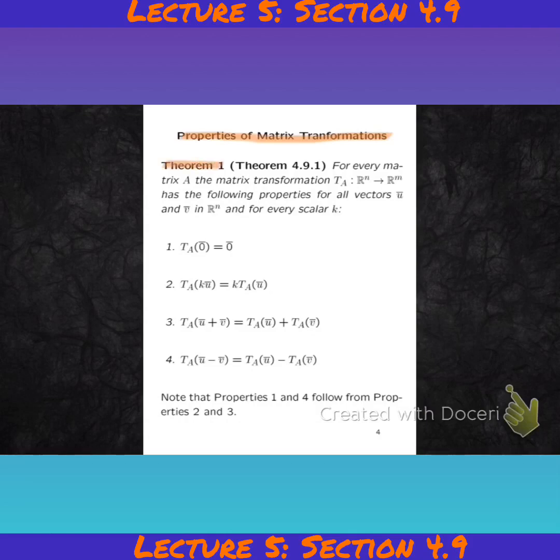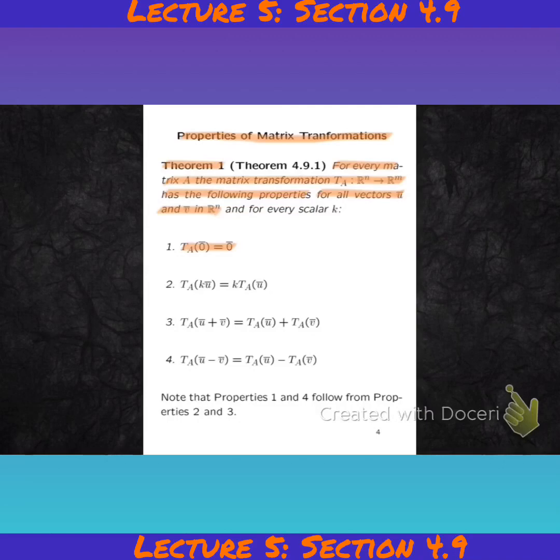So Theorem One gives us some properties. For every matrix A, the matrix transformation TA from Rn to Rm has the following properties for all vectors U and V in Rn. So first of all, it always maps the zero column vector to a zero column vector. And it's easy to see that because if you multiply a zero column vector with a matrix A on the left-hand side, you're going to get the zero column vector on the right-hand side.